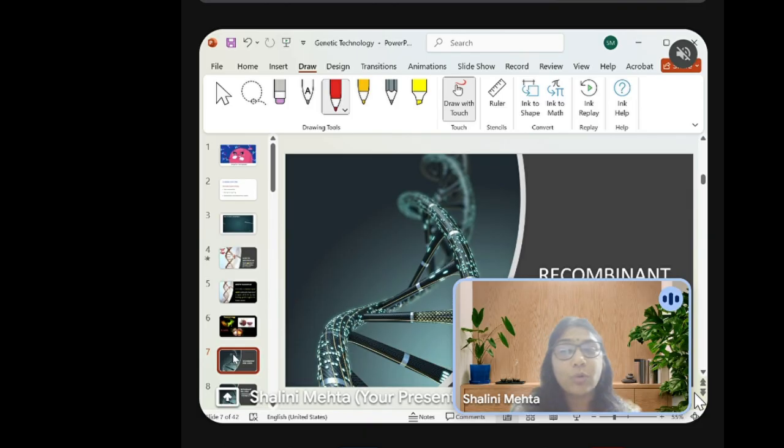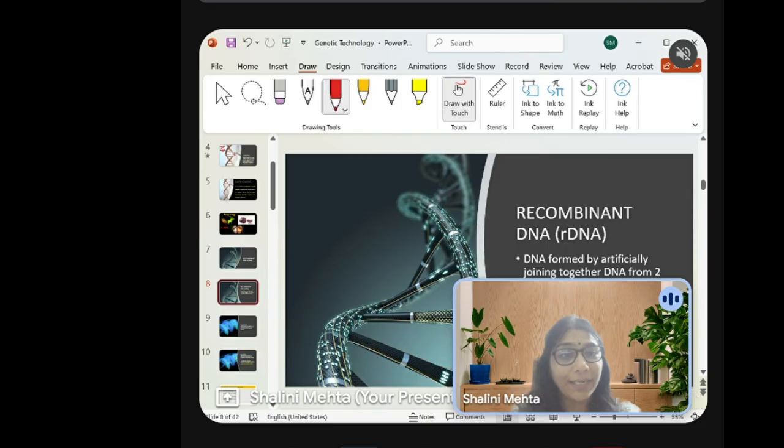Okay. So now we know what genetic engineering is. What do we understand now by a recombinant DNA? We are taking out a gene from one organism and putting it into another. The final DNA that is formed by inserting the gene from another organism is what we refer to as a recombinant DNA. So what is recombinant DNA? The DNA that is formed by artificially joining together DNA from two or more different species is a recombinant DNA.